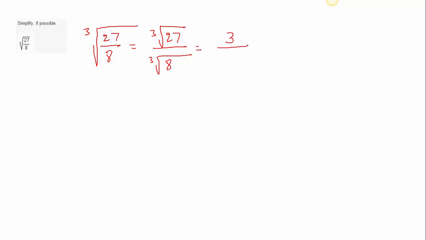Simplify if possible. If you have a cube root that covers the numerator and the denominator, this can be split into two radicals, one for the numerator and one for the denominator. What's the number you multiply by itself 3 times to give you 27? It's just 3. What's the number you multiply by itself 3 times to give you 8? 2. 3 times 3 times 3 is 27. 2 times 2 times 2 is 8. That's the final answer.